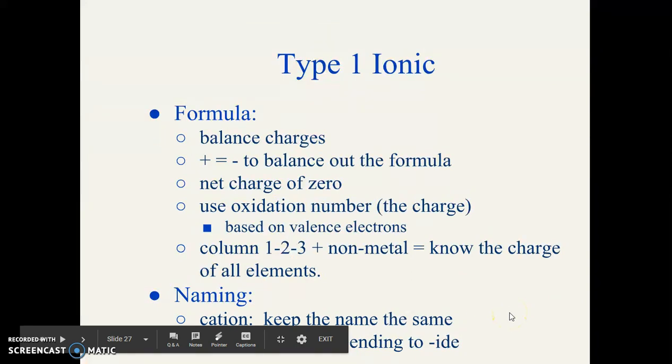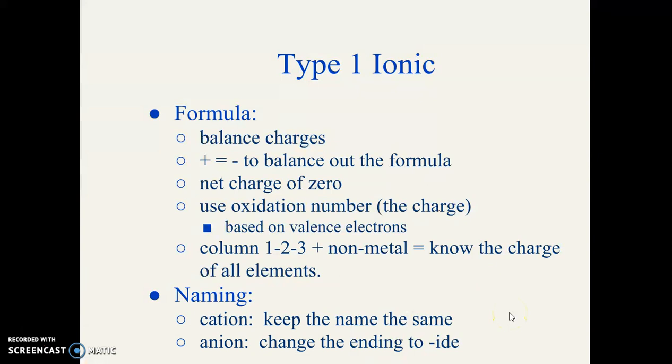So how do you write the formula? Well, you just balance charges. This is what we started doing with the ionic compounds when you were drawing them out. You notice that you had 3 lithiums bonded to 1 nitrogen, so it's Li3N. You're just balancing the charges. Your positives and your negatives have to balance out. They have to give you a net charge of 0. Compounds are neutral. So you use the oxidation number, you use the charge, which is based on the number of valence electrons, to determine how many valence electrons it needs to gain or lose.